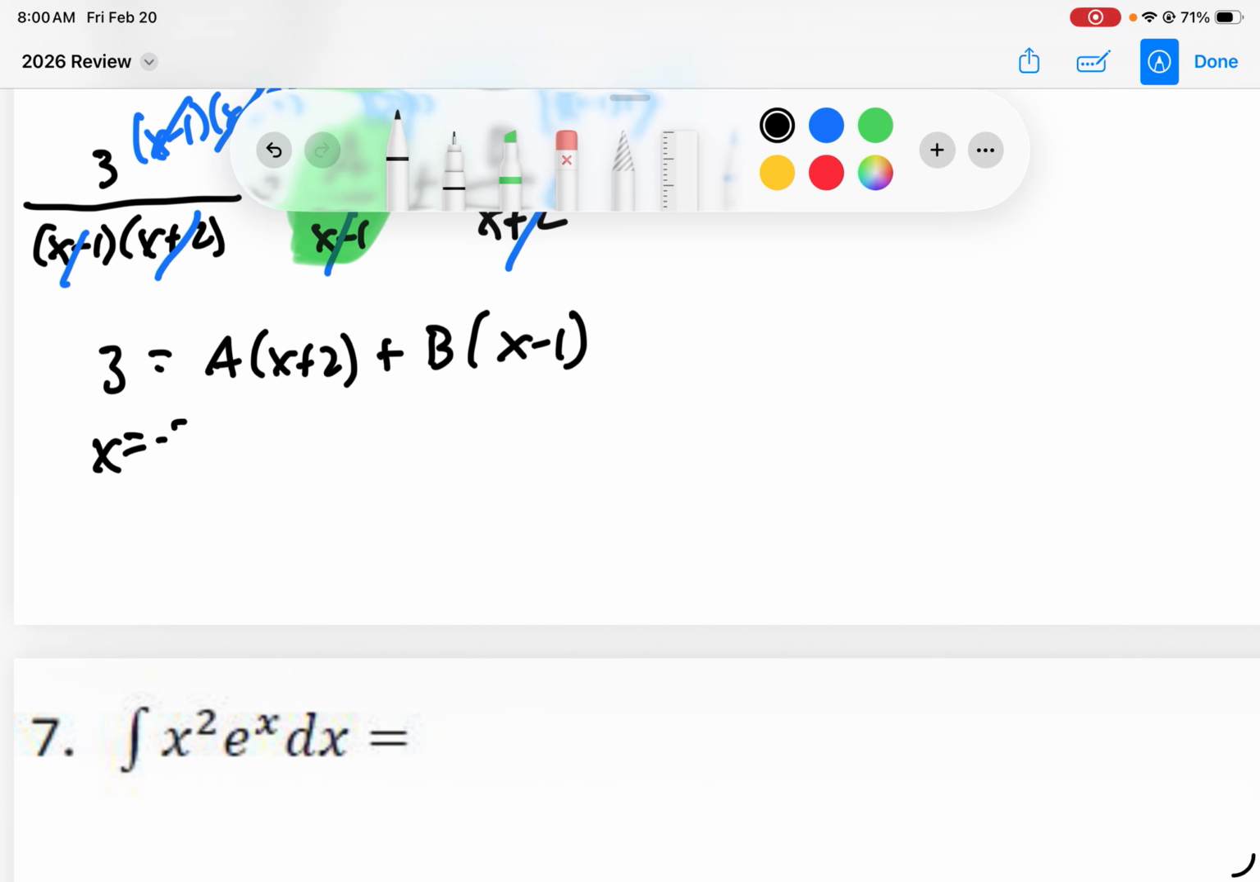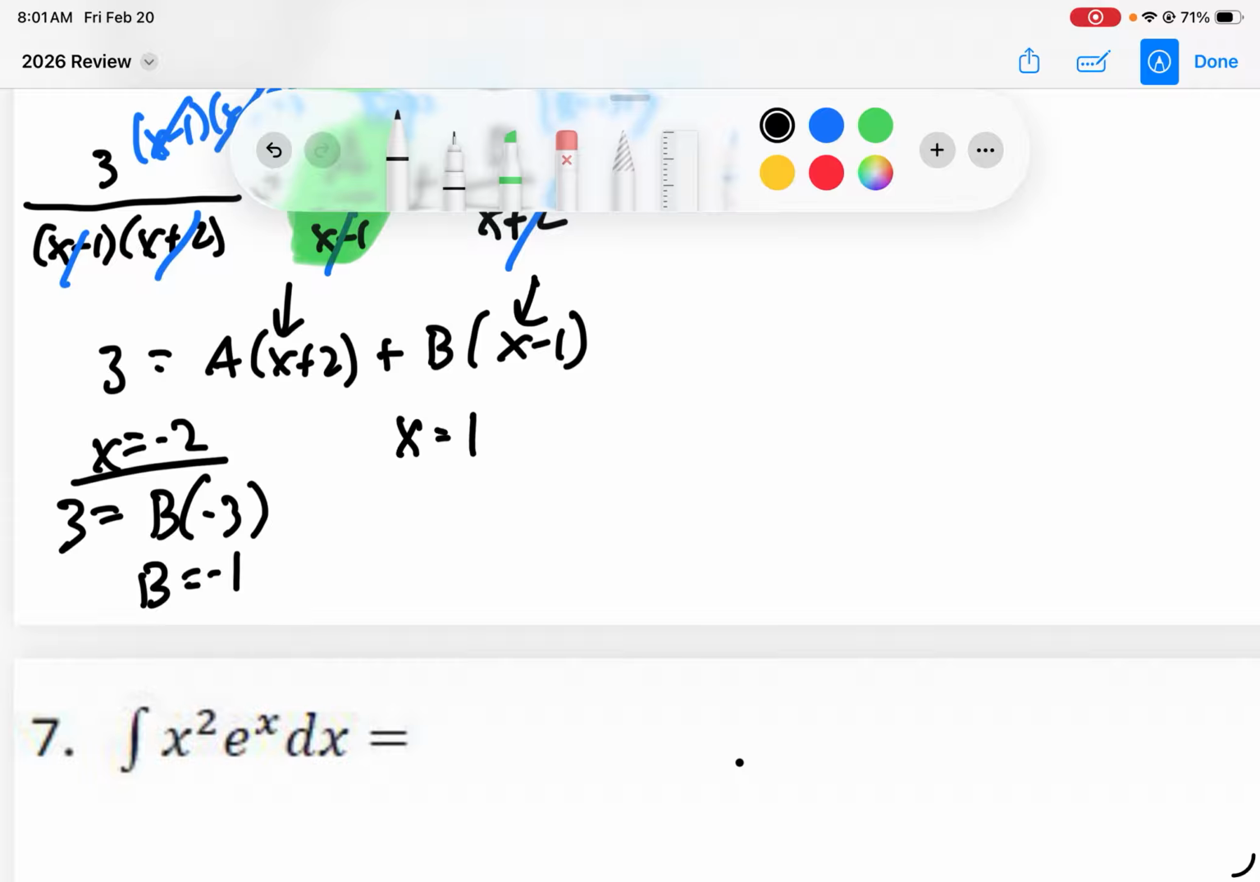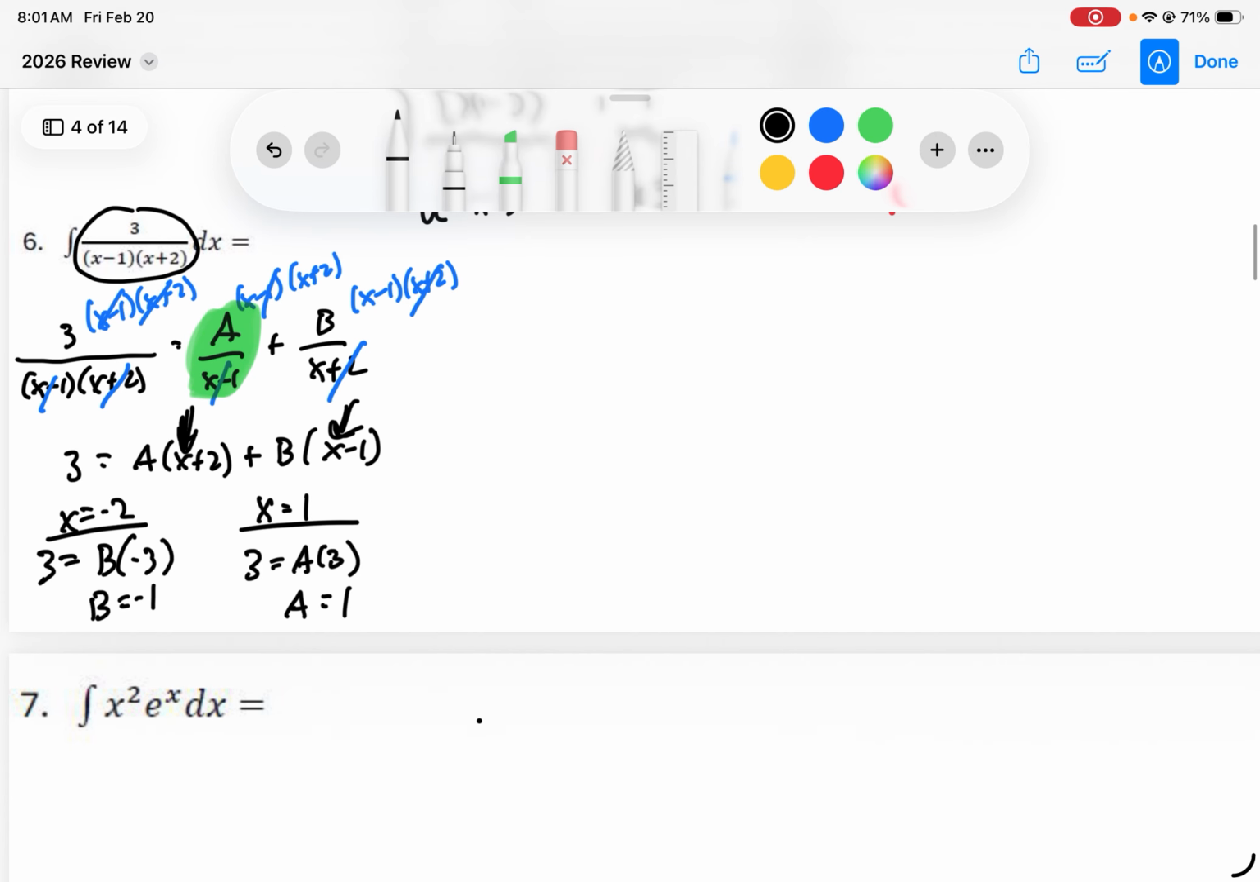Okay, x is equal to negative 2, plug that in. If you plug in negative 2, that whole A term cancels out. So I've got 3 is equal to A times 0 plus B times negative 2 minus 1, which is negative 3. So B is negative 1. If I plugged in what makes this 0, which is 1, I'd have 3 is equal to A times 3, and this is 0. So A is 1. Whatever those numbers are, if they're 1, you kind of lose track of them. But whatever number that is, put that number over that fraction.